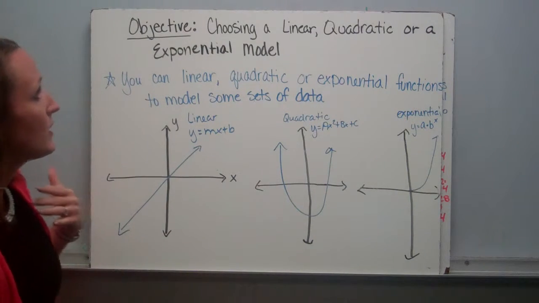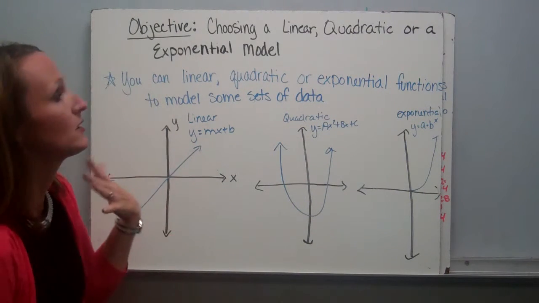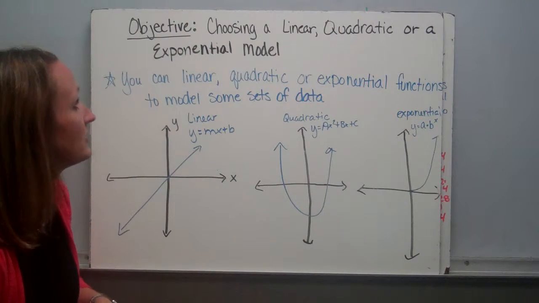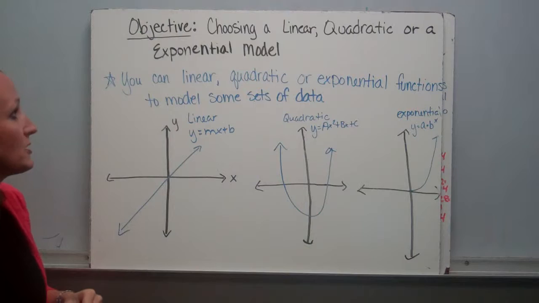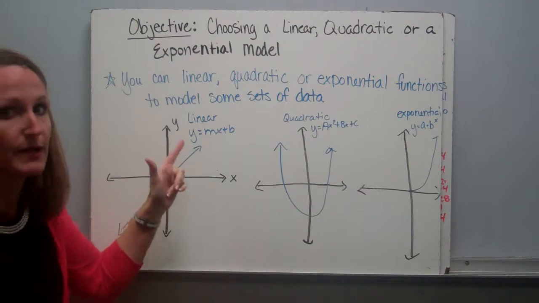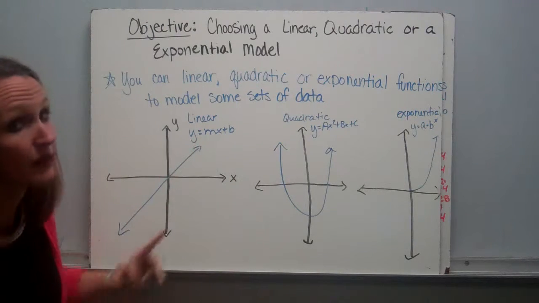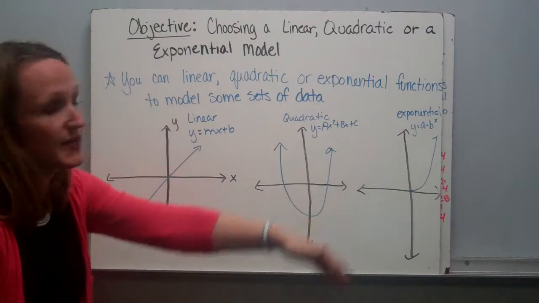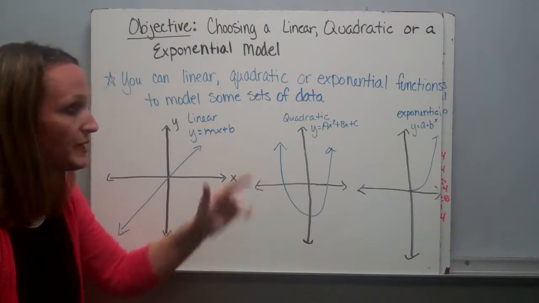Going to talk about how to choose if it's a linear, quadratic, or an exponential model. So you can have linear, quadratic, or exponential functions to model some sets of data. If it's linear, you know you're dealing with y equals mx plus b, and it looks like a line. If it's quadratic, it's going to be in the form ax squared plus bx plus c, and it's a parabola, or a big U.